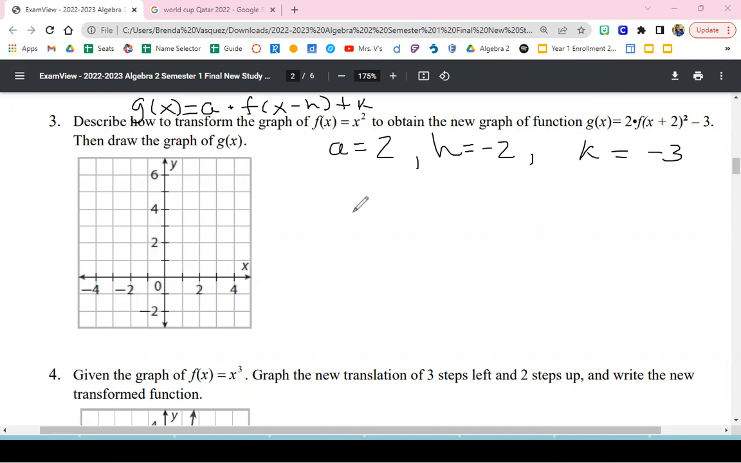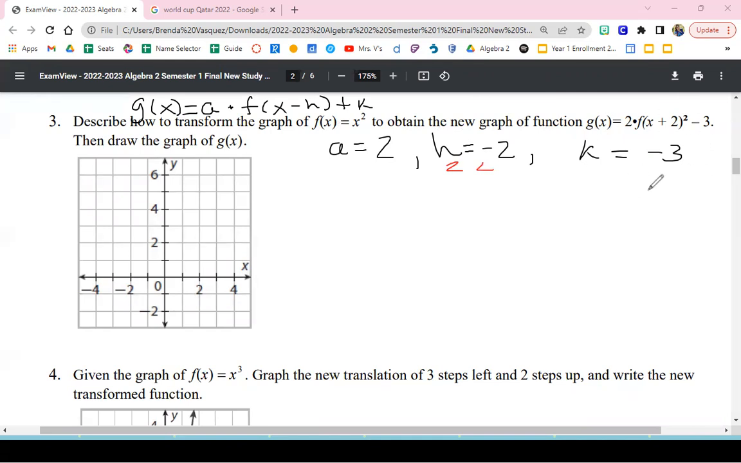All right. So what does A do? It shrinks it or it stretches it out. So we're going to make sure that we shrink or compress it first. What does H do? Moves it left or right. So what is it going to be, left or right? It's negative outside, inside is positive. So remember that it's always the opposite of this. So what is it? Left. So it's going to be 2 to the left.